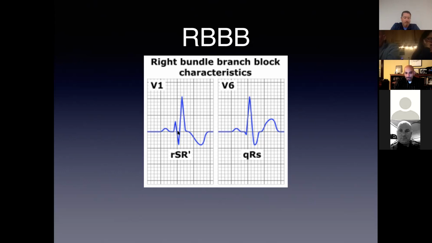So you'll always have a wide QRS. You may or may not get the classic bunny ears, but the end of the QRS will be positive in V1, which is on the right side, and negative in V6, which is on the left side.